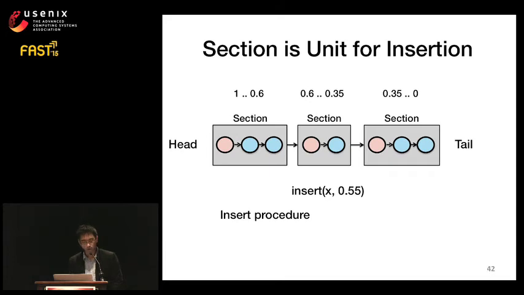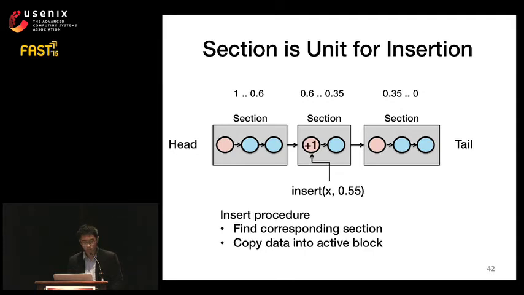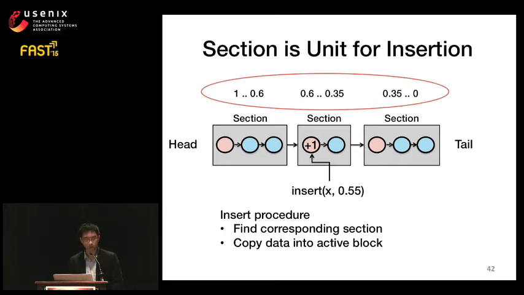So now if we want to insert X with priority 0.55, we first find the section containing that priority value, then copy the data of X to the active block. Then we update the section priority range based on the new number of objects in each section.